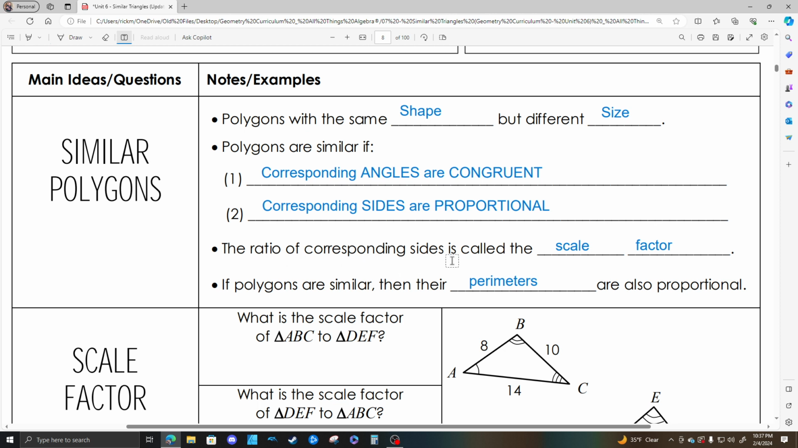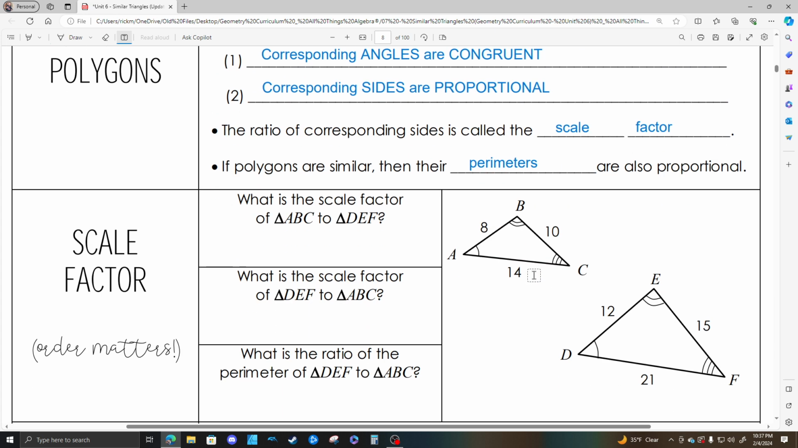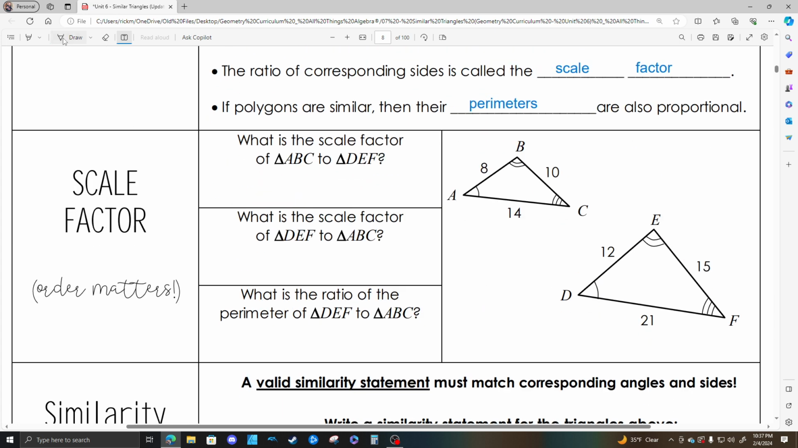So the ratio of corresponding sides is called the scale factor. Again, we talked about this when we did dilation. It's basically the ratio by which we are multiplying one polygon to create our similar polygon. And then if polygons are similar, then the perimeters are also proportional. This is just a side note. You can use this to help you in certain situations. So let's go ahead and get started here and look at a couple things.